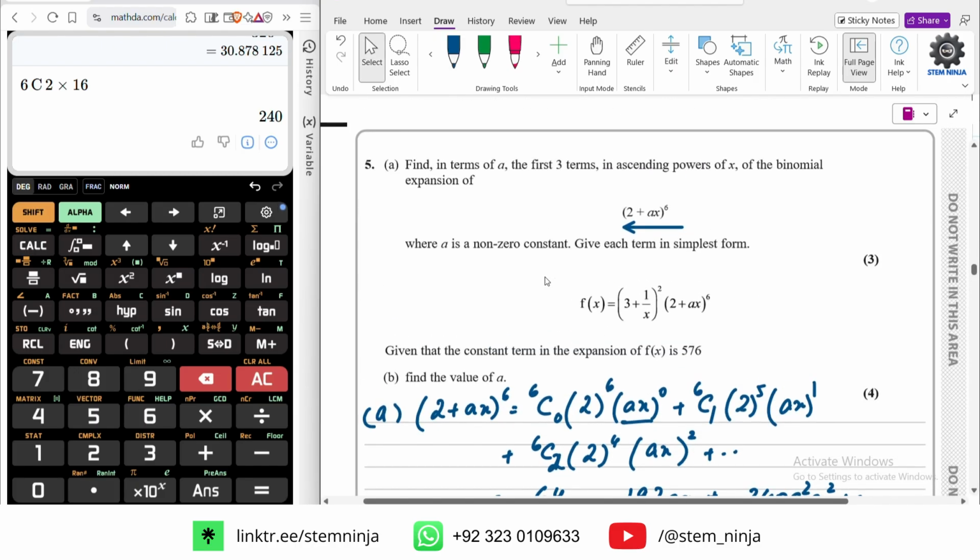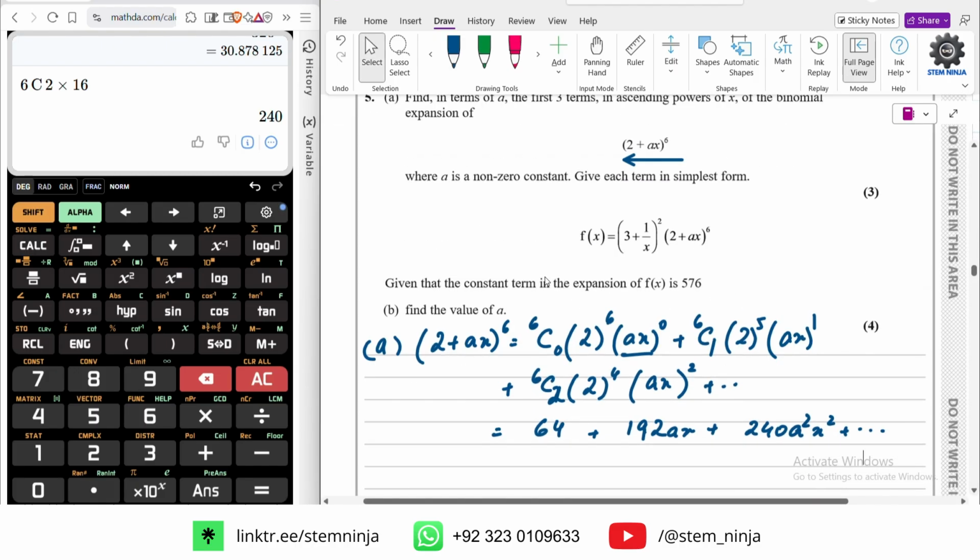Right, okay. Given that f of x is (3 plus 1 over x) squared times (2 plus ax) raised to the power 6. Given that the constant term in the expansion of f of x is 576, find the value of a.